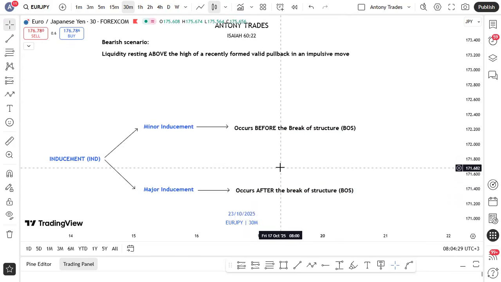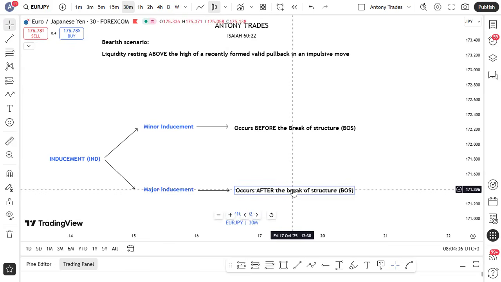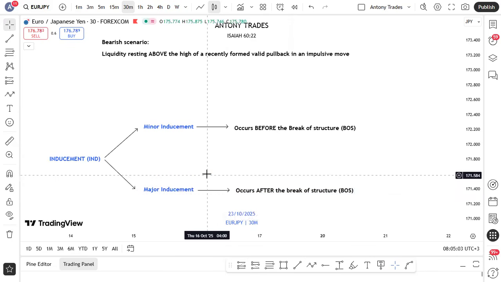And if the next structure that will be formed after the break of structure has a valid pullback in an impulsive move, then the low of that structure, I will mark it. It is either the low or the high, depending on whether we are in a bullish scenario or in a bearish scenario. So the structure that will be formed after the break of structure or the change of character, that will be our major inducement.